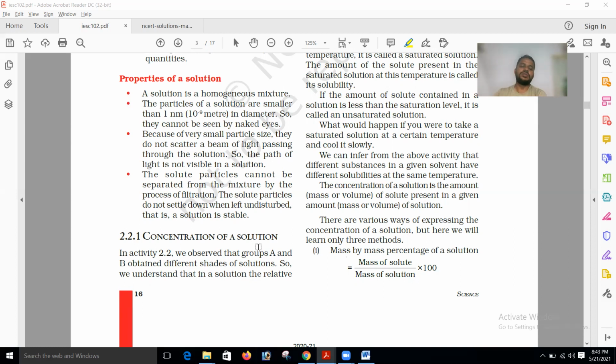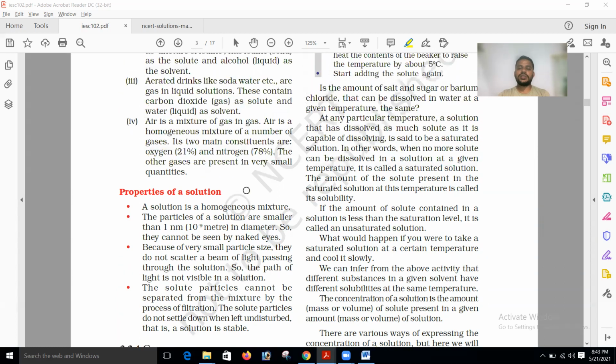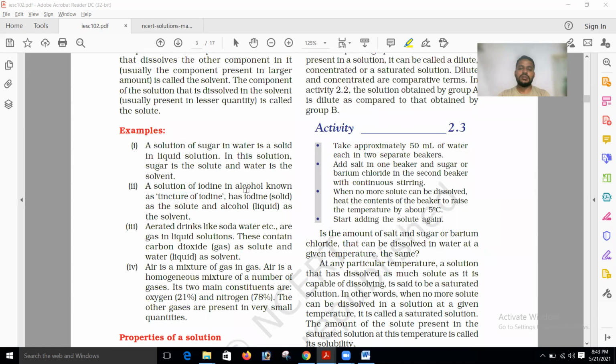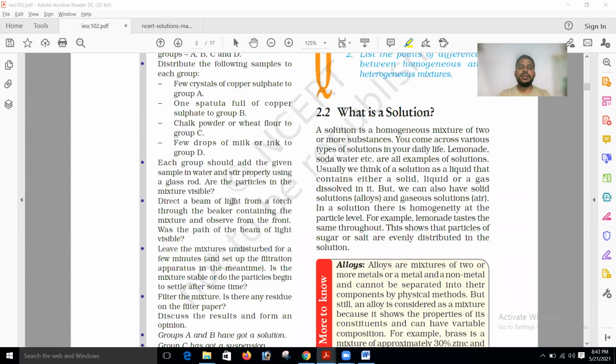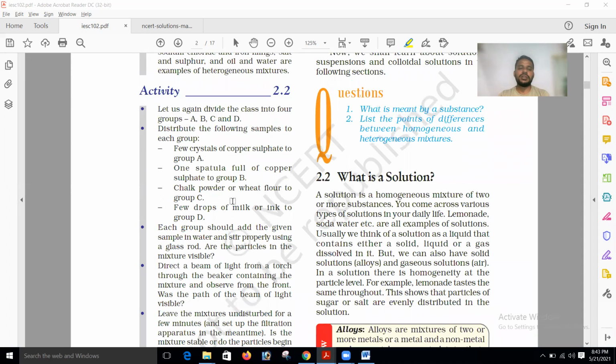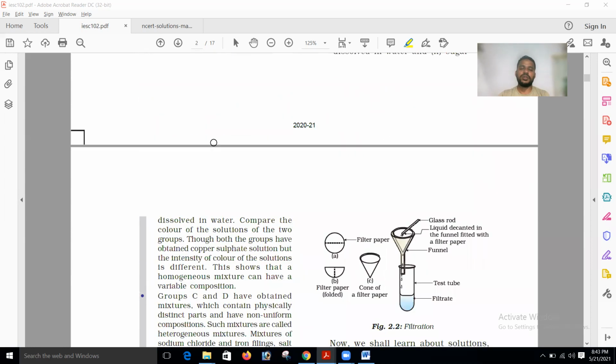Next we have to study what is concentration of a solution. In activity 2.2, let's see what is activity 2.2. We did not discuss activity 2.2 earlier, because everyone should read activity 2.2 on their own; it is an easy one. Let us again divide. For understanding activity 2.2, we have to go to activity 2.1.